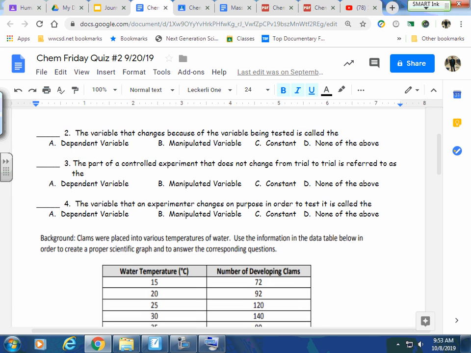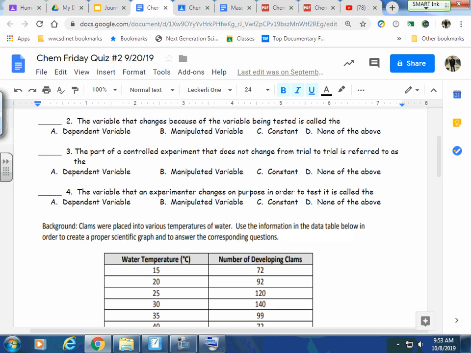All right, so on the last quiz, the variable that changes because of the variable being tested. So we should know that the variable being tested, that's what we change on purpose. That's the one that is the manipulated variable. We are manipulating it. So if you look at number 4 here, the variable that an experimenter changes on purpose in order to test it is called the manipulated variable. So that's the thing that we're changing on purpose. So 4 was B. The thing that changes because of that is the dependent variable.